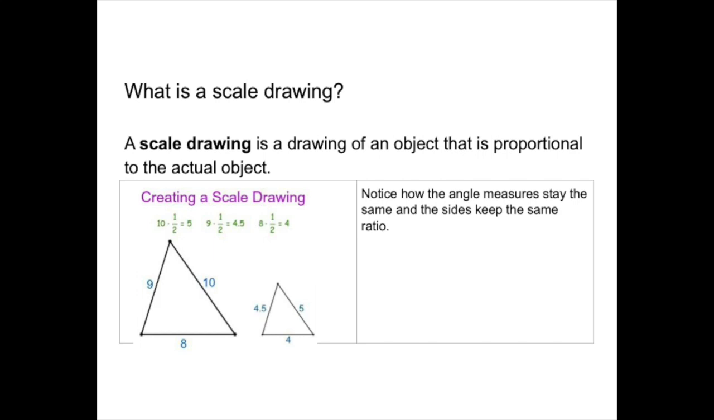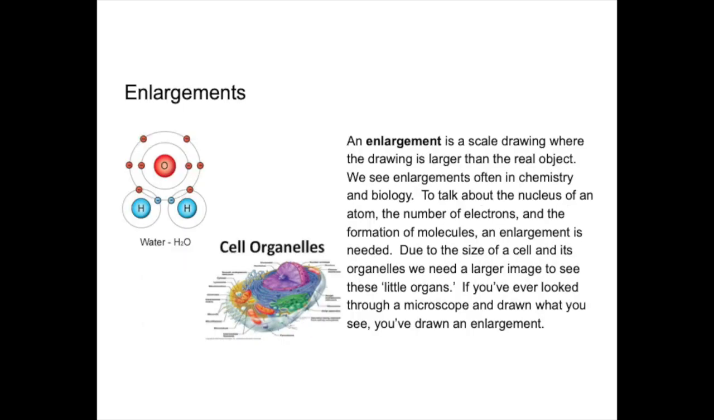We want to talk about this relationship using multiplication instead of division. You'll also notice how the angle measures have remained the same size, but the side lengths have been changed using that same ratio of 1 to 2. There are two types of scale drawings. One is called an enlargement. An enlargement is a scale drawing where the drawing is larger than the real object.